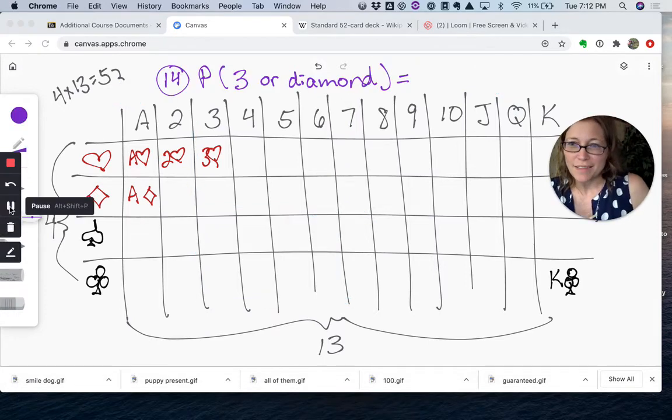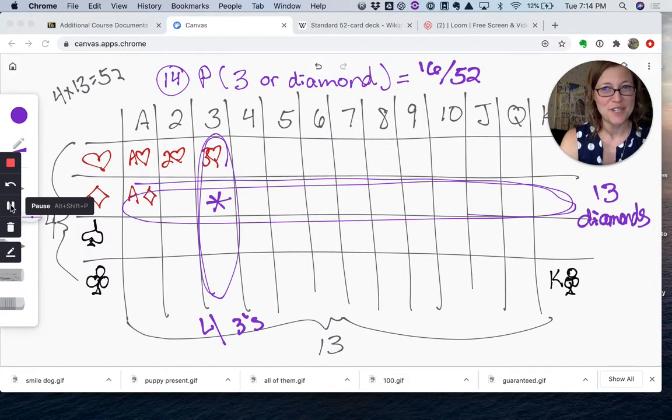Number 14 asks us to find the probability of drawing a card and that card being a 3 or a diamond. So if it's a 3 or a diamond, that means any type of 3 you win, or any type of diamond you win. So why don't you practice what you've learned, pause the video, answer it, and then hit play and check.